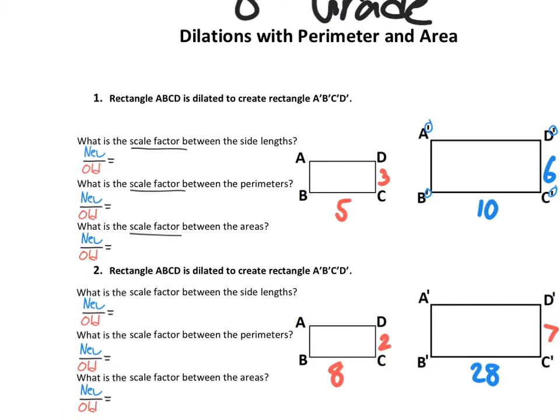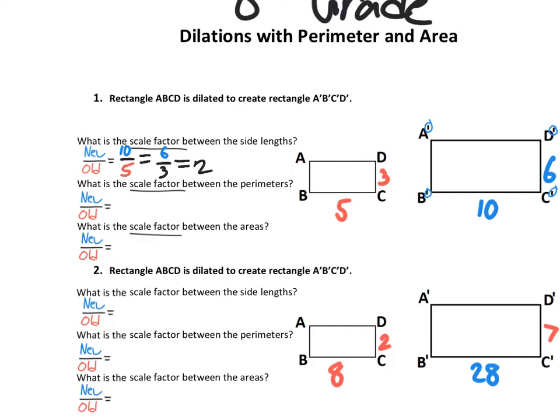On this first one, I can use either 10 and 5 or 6 and 3. If I did 10 divided by 5, or if I did 6 divided by 3, either way, I get the same exact number. Either way, my scale factor here is going to be 2.